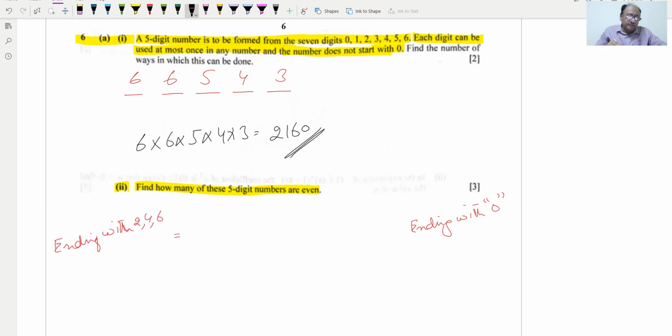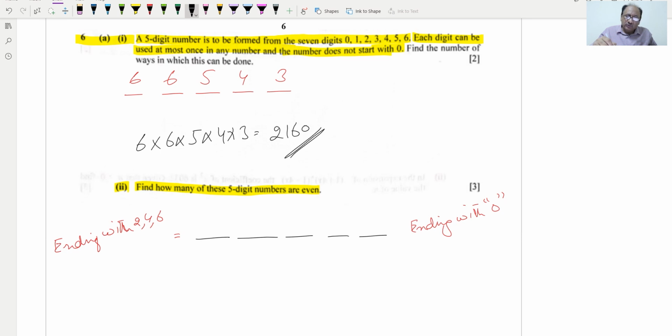This will be a 1, 2, 3, 4 and 5-digit number. So this will be out of 7. These are 5-digit numbers. So 3 are out of 3, 1 is ending. So it will not be starting with 0.